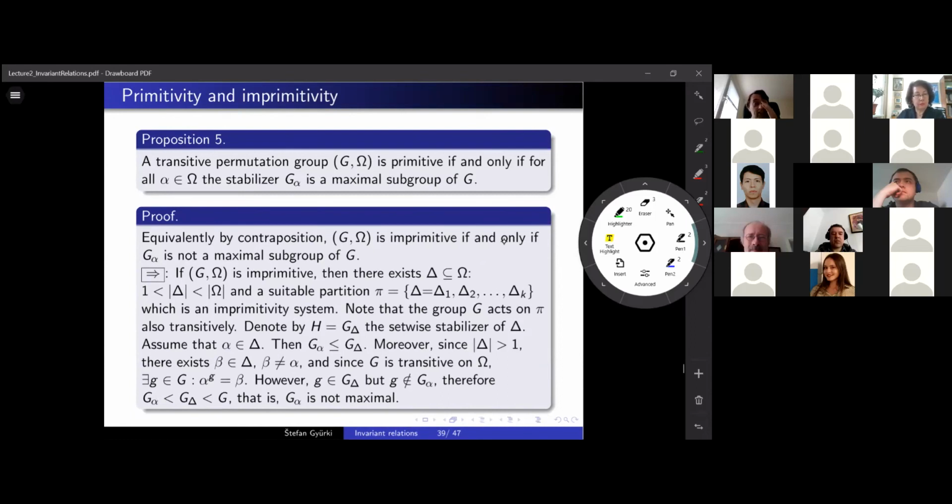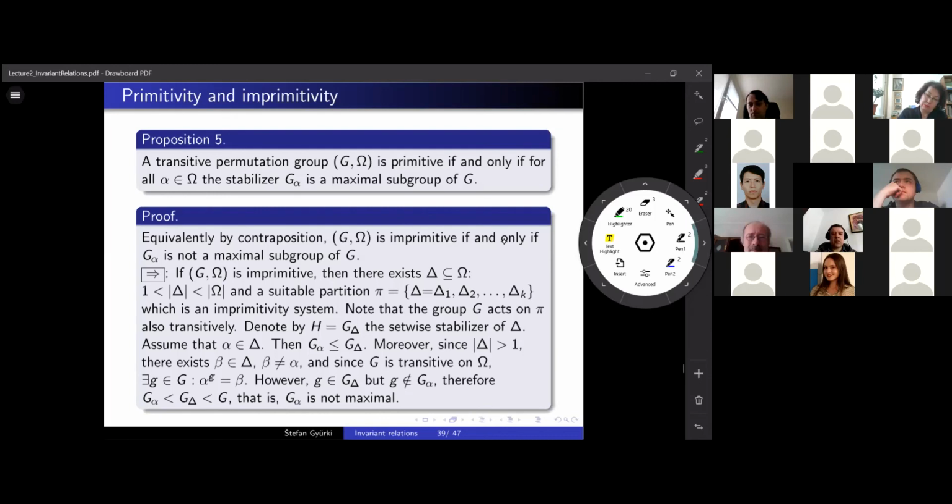Now, a very interesting proposition, or maybe it should be a lemma or a theorem, is saying a close relation between the stabilizers of a permutation group and its blocks. A transitive permutation group is primitive if and only if for all alpha from the ground set, the stabilizer of alpha is a maximal subgroup of G. That means that between G alpha and G, there is no subgroup which is an overgroup of the stabilizer and a subgroup of G other than the trivial ones.